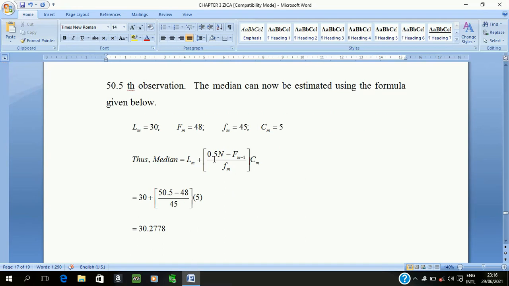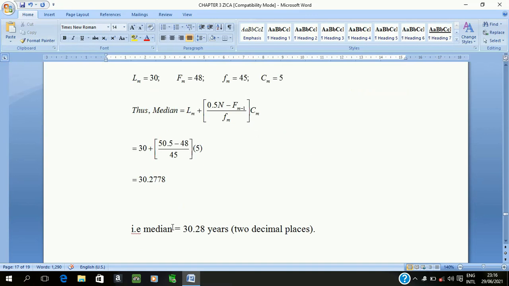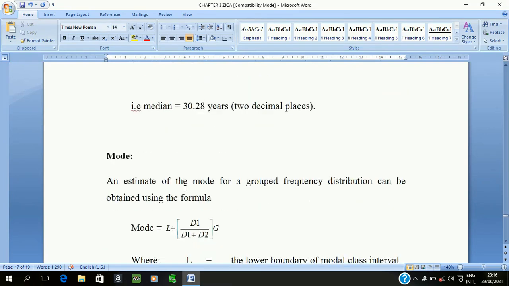Substitute those figures here. 0.5 multiplied by 101, it gives you 50.5, minus 48, divided by that. When you calculate, you get 30.2778, and that's the median.